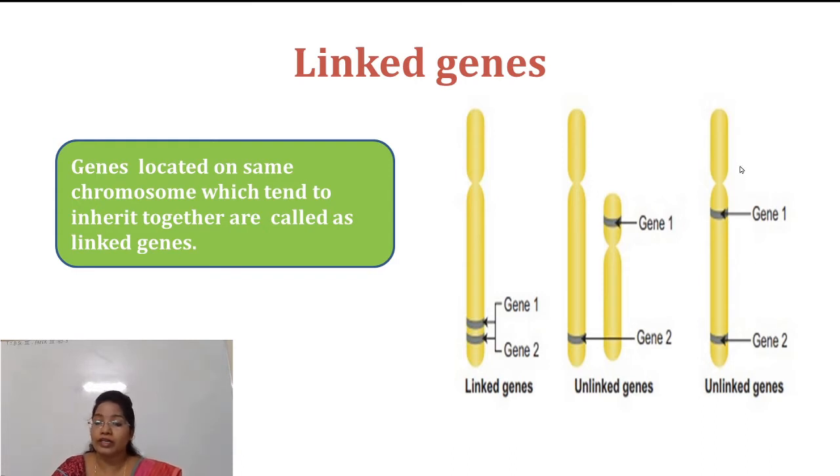The third case is where gene first and gene second are both present on the same chromosome, but they are distantly apart from each other. In that case also, no linkage is possible, so these two genes are also unlinked genes. So linked genes are those which tend to be inherited together. They are called linked genes.